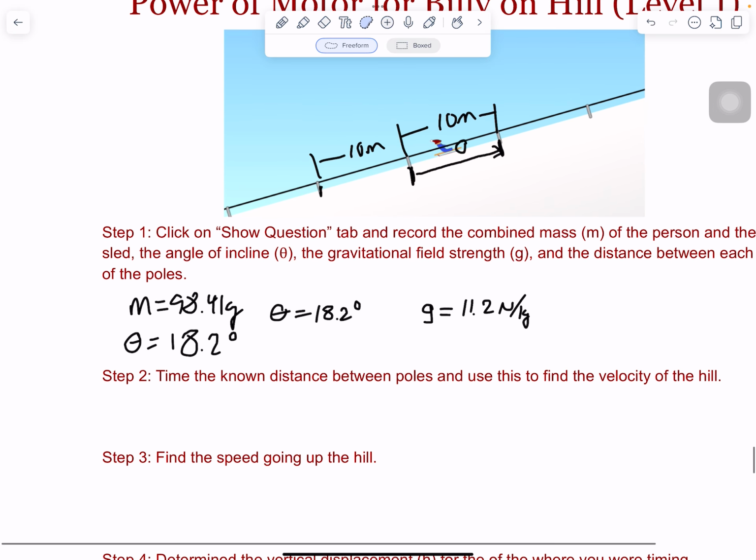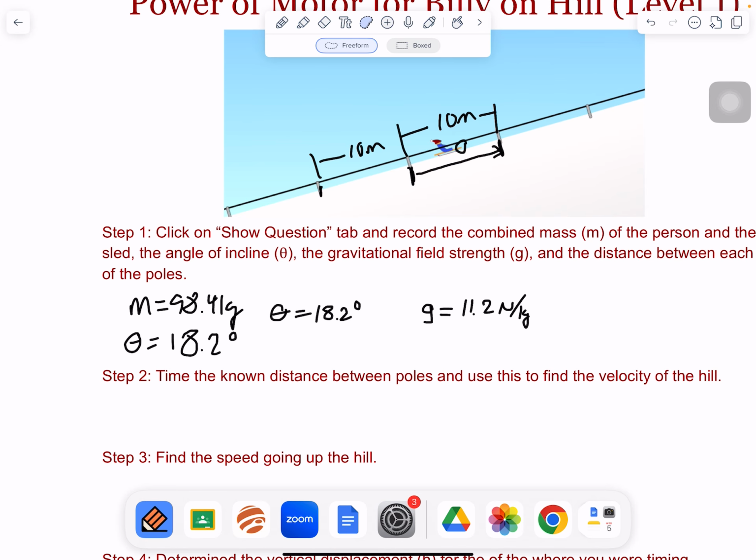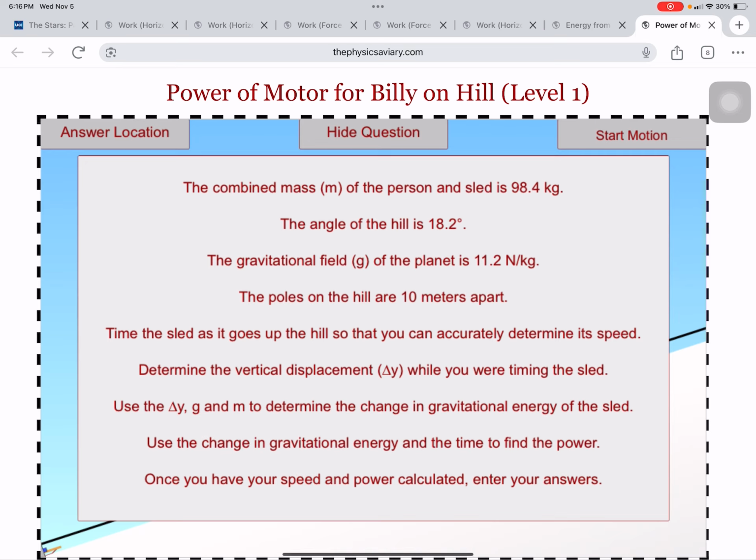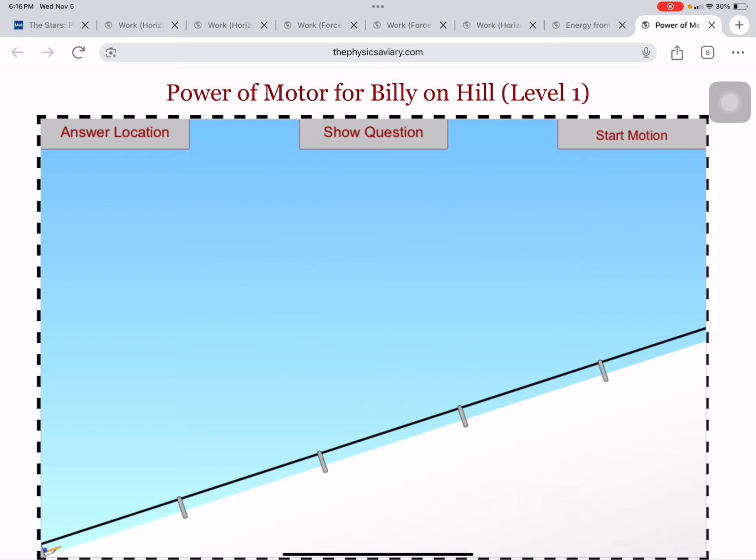Okay, now time the known distance between the poles and use that to find the velocity of the hill. So let's do that. I'm going to hide the question for now, and I'm going to start the motion. I'm going to click on start timer when the front end gets to a pole, like that. And I'm going to reset the timer. I don't like it. Go. Stop. Okay, that's pretty good.